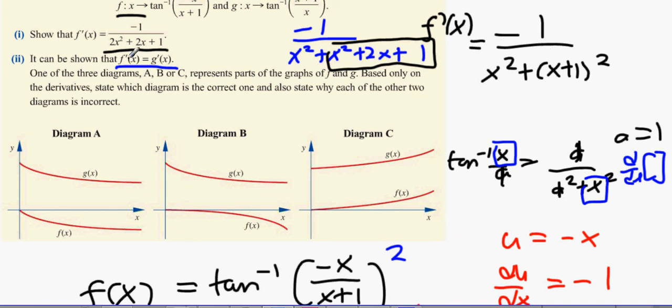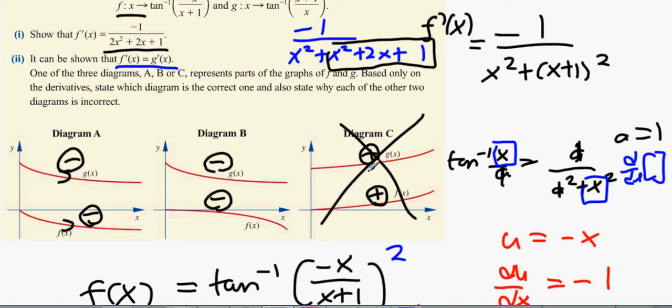This means that the function f of x and g of x are always going diagonal right down, because the bottom number has to be positive and the top number is negative. It means a negative slope. So the two of these have a negative slope, and the two of these have a negative slope. However, this one here has a positive slope. So I'm going to rule out diagram C on the basis of it having a positive slope.